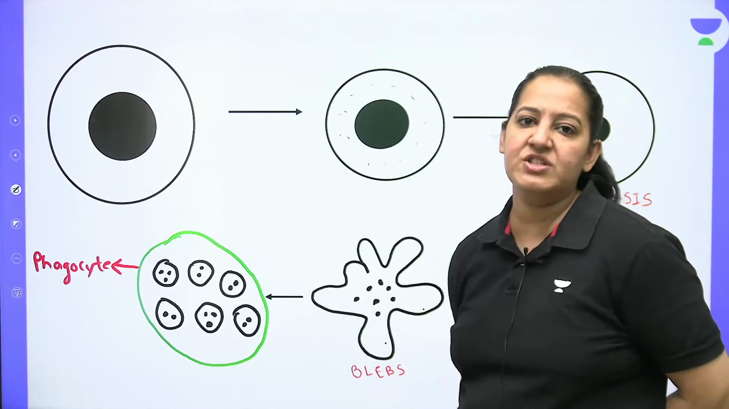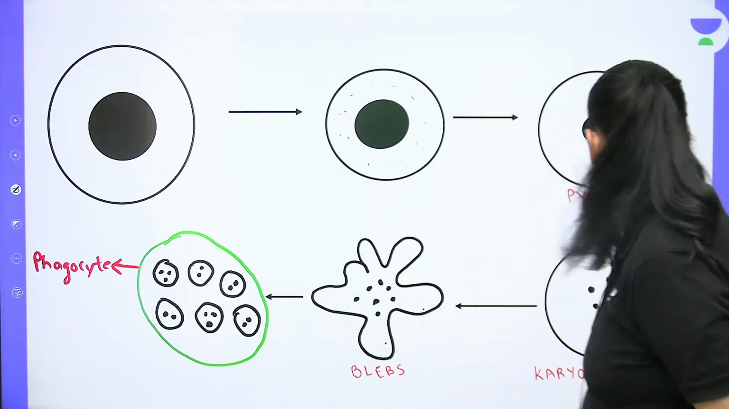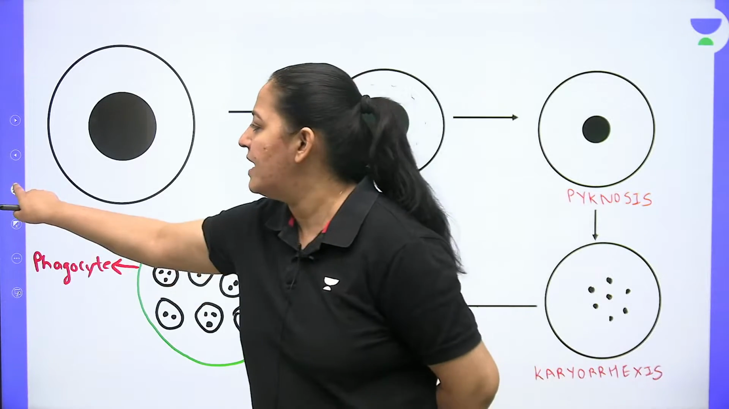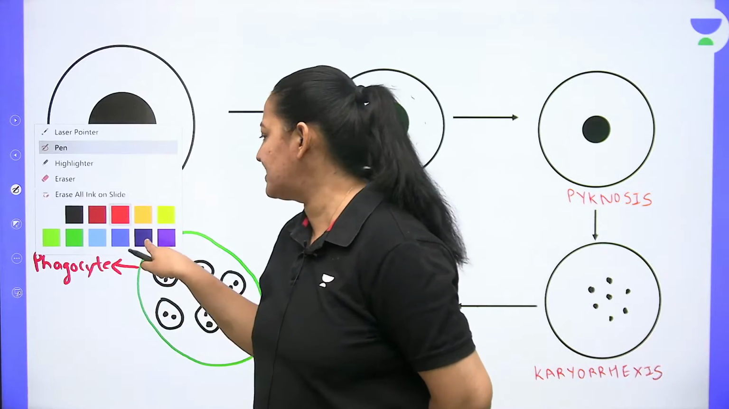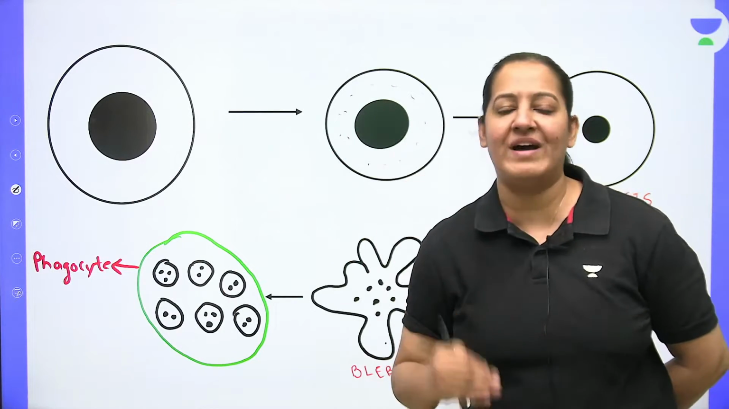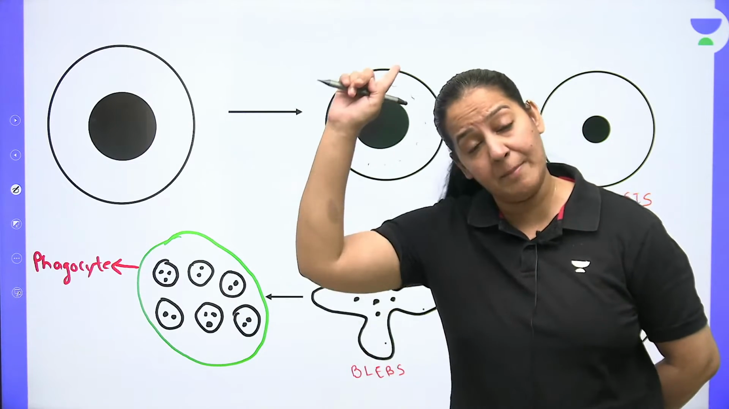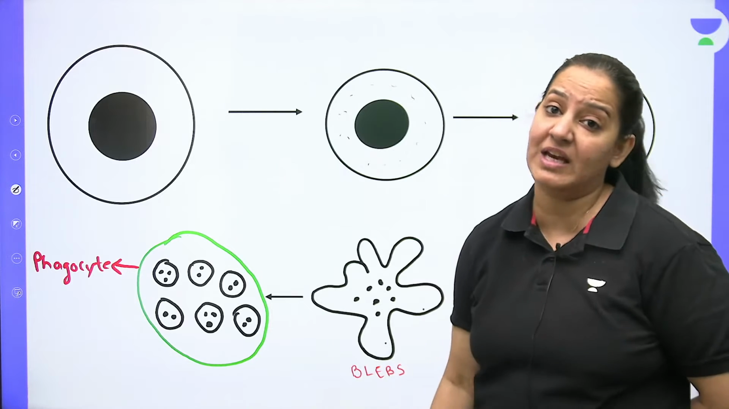So can you enumerate the 7 changes? Any one of you, can you help me in enumerating the 7 morphological changes in case of apoptosis? If morphology is coming, you have to draw these and write 1, 2, 3, 4, 5, 6, 7. If mechanism is coming in your exam, you have to write the extrinsic, intrinsic, initiation, execution.